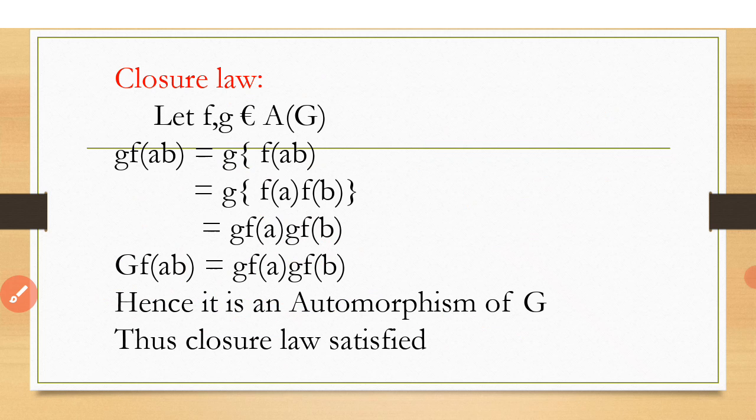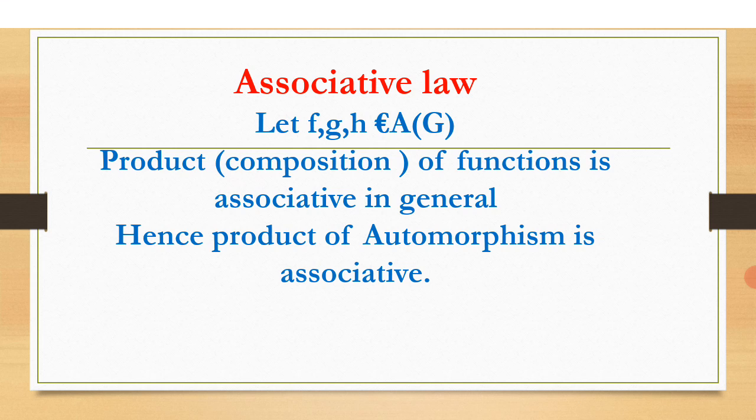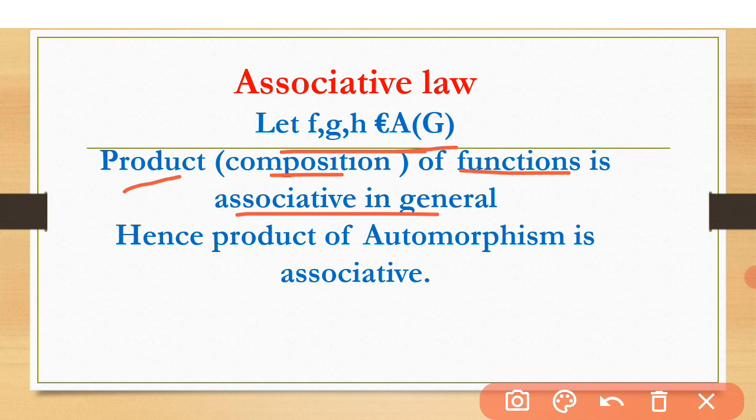Next property is associative law. We know that associative law holds in general. So let f, g and h belong to A, all automorphisms on G. The composition of functions is associative in general. We know that associative law holds in general in all types of sets we study. Hence the product law of automorphisms is associative. No need to prove or explain it. Just write that the product of automorphisms is associative as well.